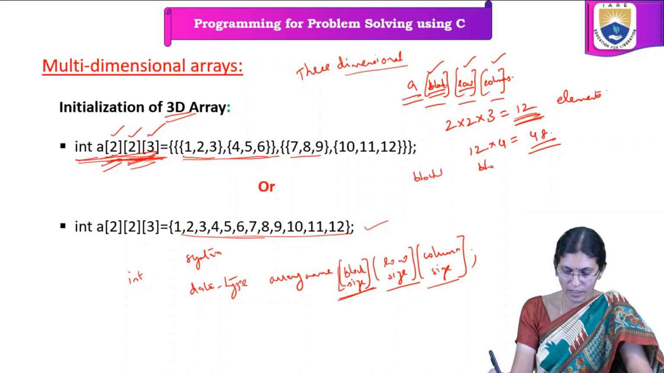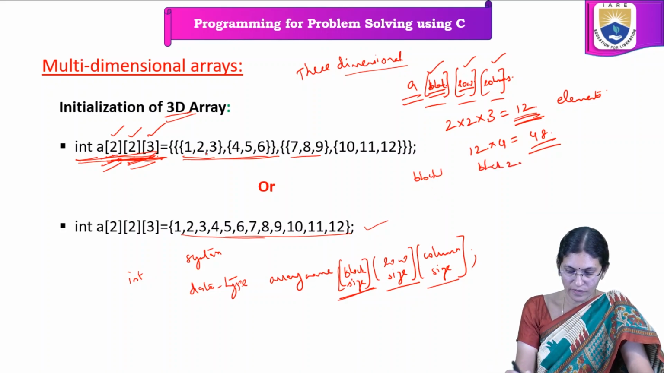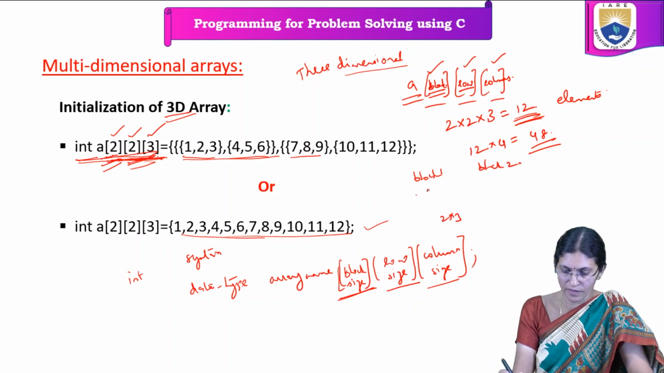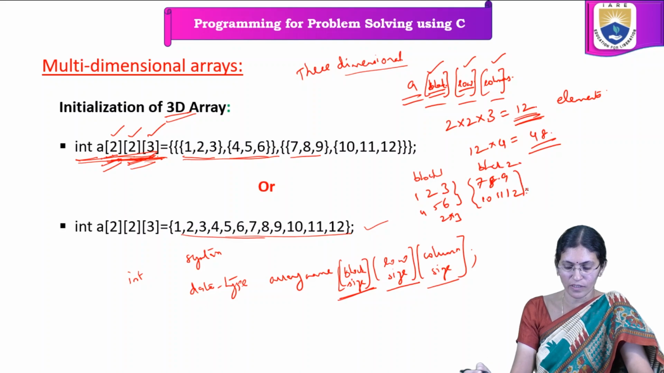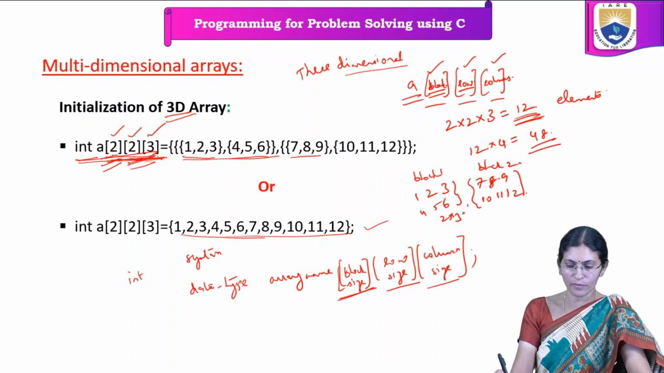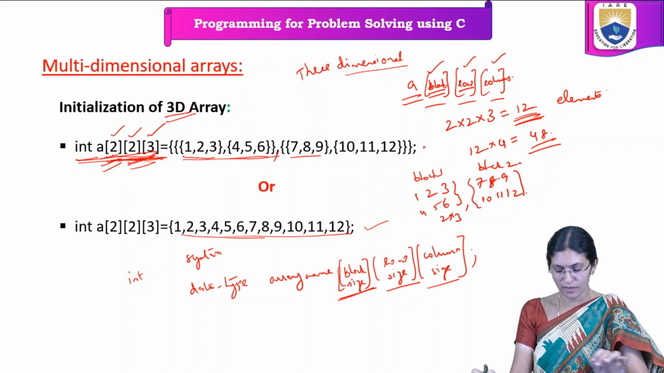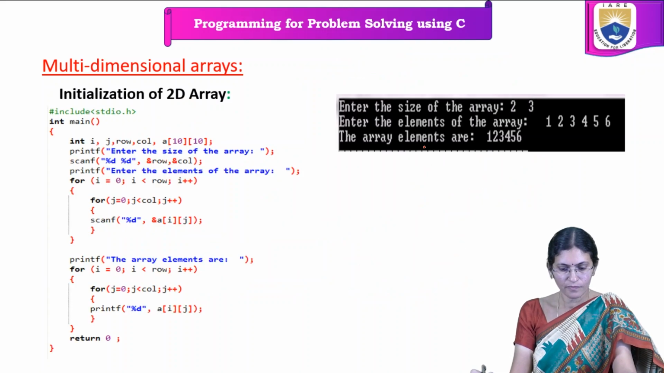So block 1 and block 2 we have. This is a two-dimensional array, 2 by 3 we can consider. In the first block we have 1, 2, 3, 4, 5, 6. In the second block we have 7, 8, 9, 10, 11 and 12. So these are the elements of the first block and these are the elements of the second block. They are separated by comma as you can see here. So this is how we can initialize a three-dimensional array.